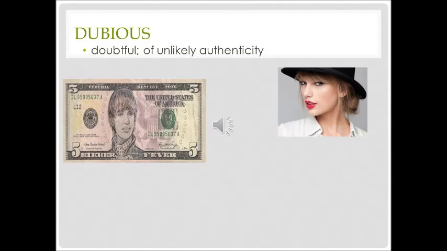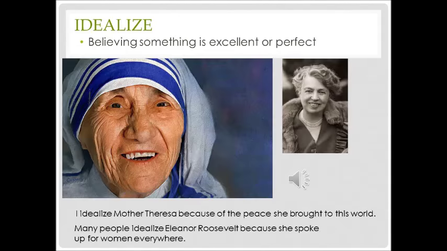The next word is idolize, believing something is excellent or perfect. I have a picture of Mother Teresa and Eleanor Roosevelt. I idolize Mother Teresa because of the peace she brought to this world, and many people idolize Eleanor Roosevelt because she spoke up for women everywhere. Idolize means you consider them perfect. It is your ideal, this person or this thing. So if you idolize something, you think it is absolutely perfect.